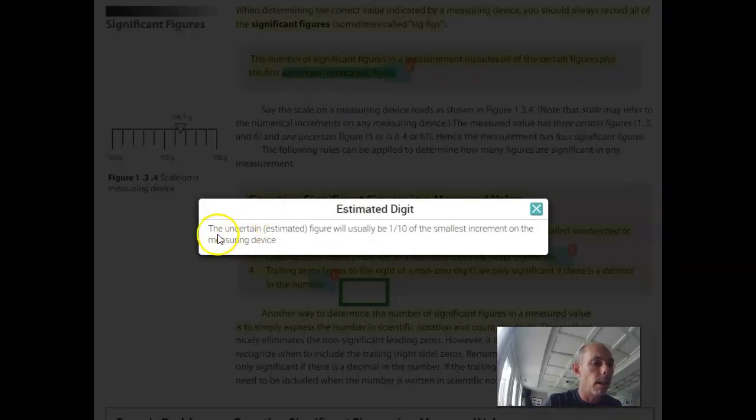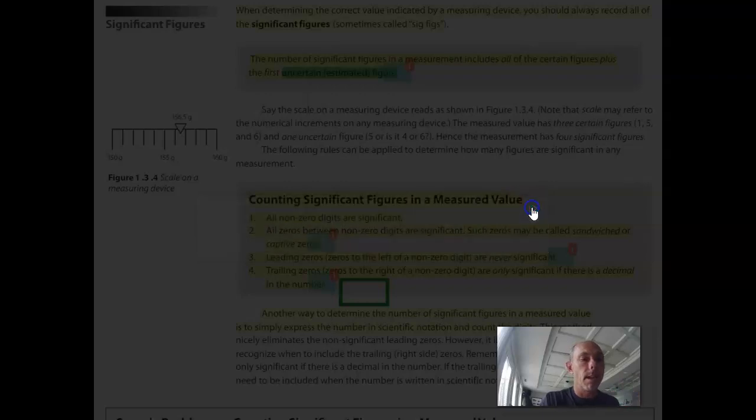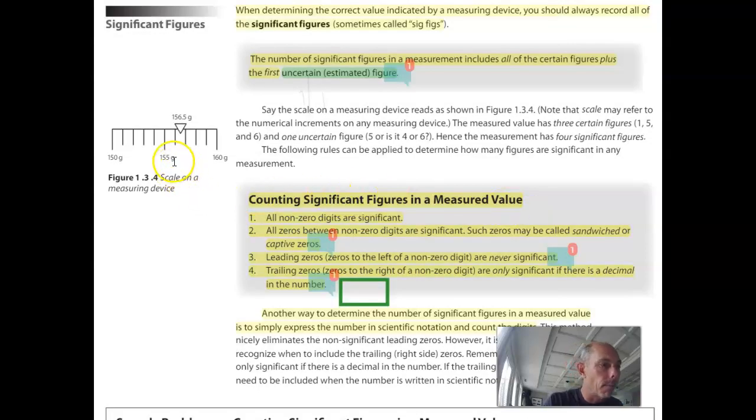If we click on this, it's telling us that the estimated digit, the uncertain digit, or the very last significant figure, once again, is going to be 1/10 of the smallest increment on the measuring device. We're supposed to imagine that there are 10 evenly spaced invisible lines between the smallest increment, and we're supposed to estimate where our measurement lies on those 10 invisible lines. And I'll show you what I mean by that right now.